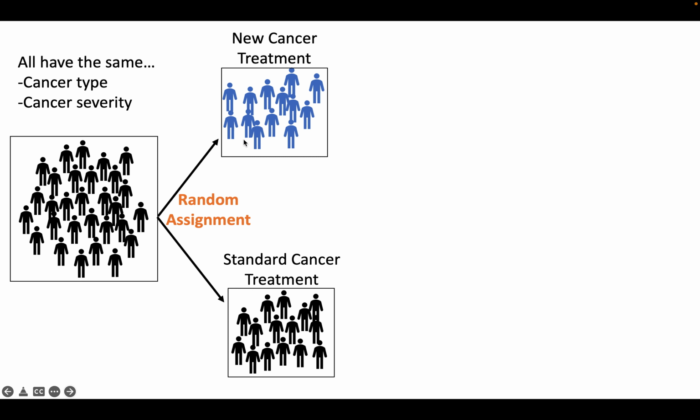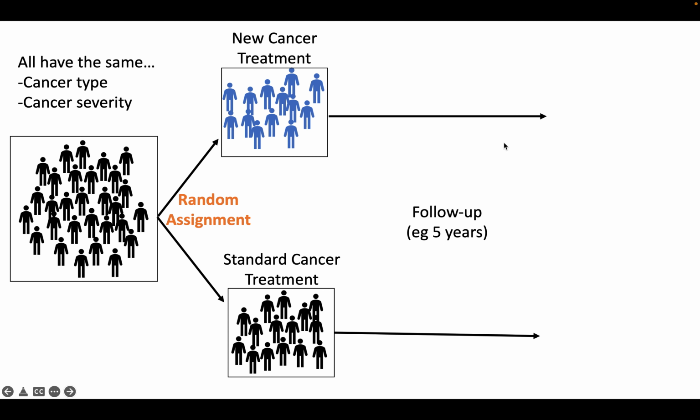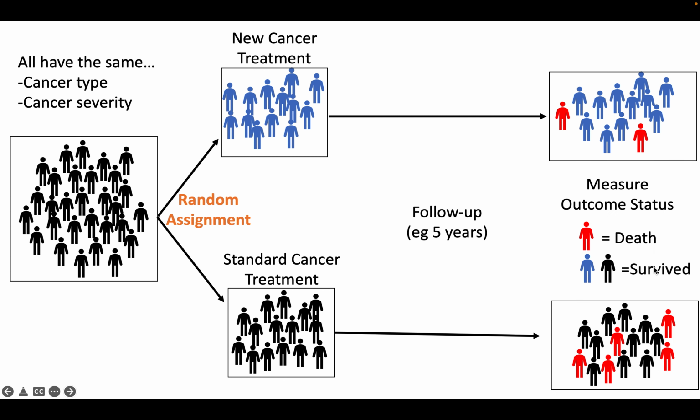What that achieves is that these two groups are as similar as possible, except for the fact that one group got the standard treatment and one group got the new treatment. So then we follow them forward. Typically it's a prospective design in a randomized control trial like this. Say we're following them 5 years. If the outcome is death or survival, anyone who's red here means that they died, whereas if they remained their color, it means they survived: blue in the new treatment group, and black in the standard treatment group.